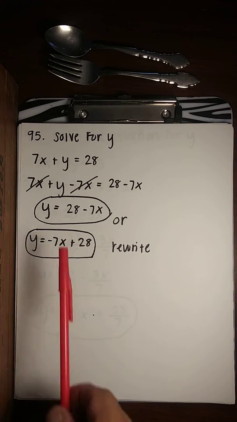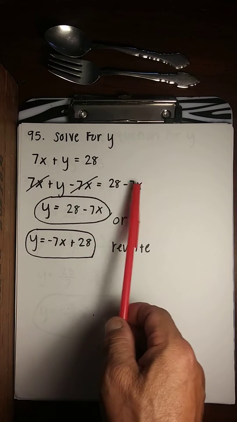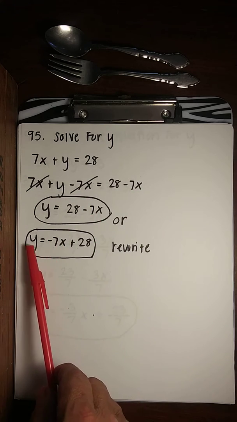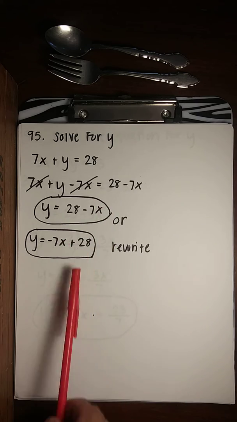Solve for y. 7x plus y is this, minus 7x, minus 7x. So y equals 28 minus 7x, or y equals negative 7x plus 2. You can rewrite it.